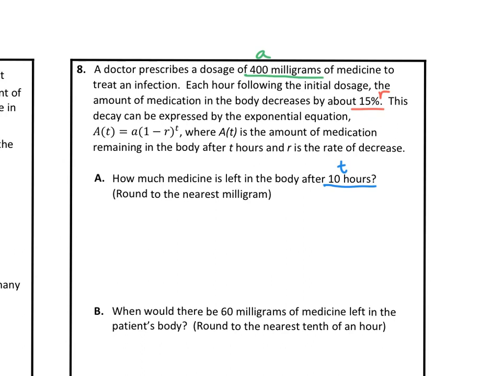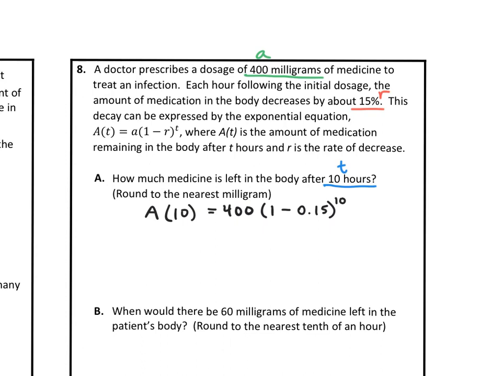So we're going to say A, parentheses, what's t? Remember t is 10, close parentheses, equals, what's a? 400 milligrams. Then we're going to do parentheses 1 minus 15% as a decimal, which is 0.15, to the power of, what's t again? That's 10, right? Okay, everybody with me so far?